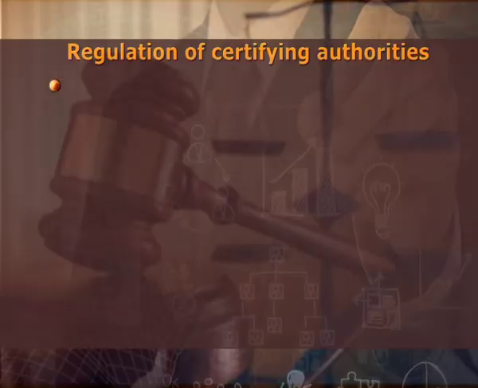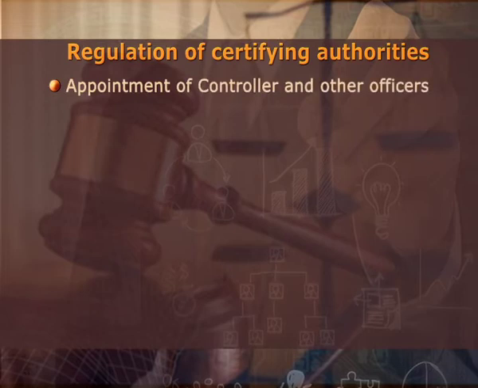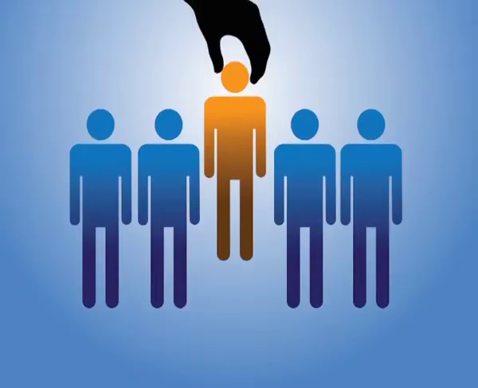Let us now discuss the various provisions in the Act for regulation of the certifying authorities. Appointment of controllers and other officers. The appointment of the controller and the officers is undertaken by the central government by notification in the official gazette. It can also appoint any number of deputy controllers and assistant controllers as it deems fit.